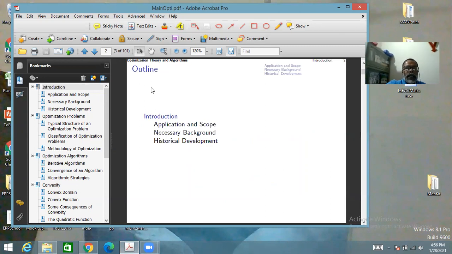And in this lecture, these are the three topics that we will cover. We will discuss the application and scope of optimization and what necessary background is needed. We will try to pinpoint the topics that will be expected as the background in the student. And briefly, we will talk about the historical development of the field.